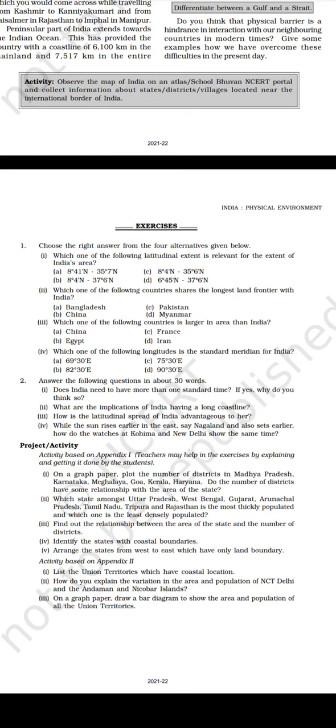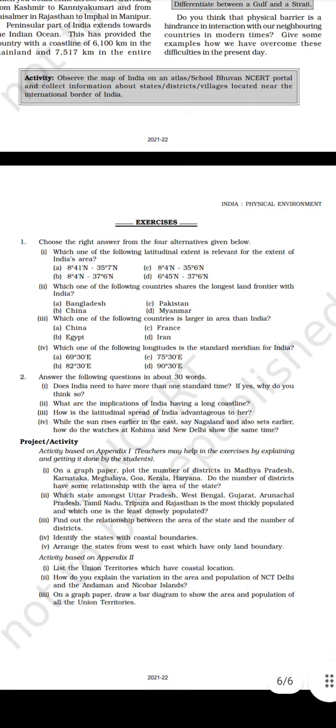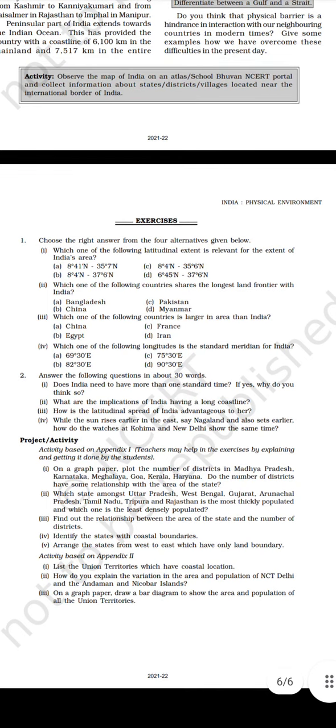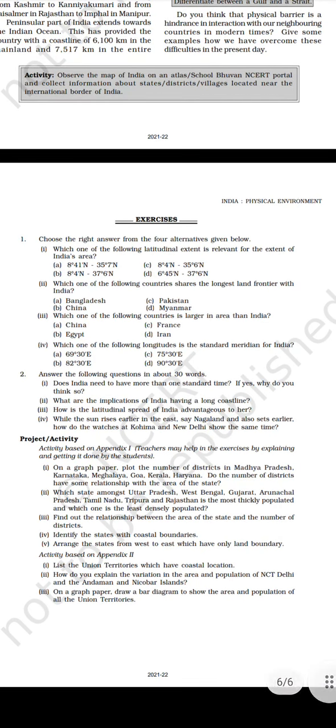Which one of the following countries shares the longest land frontier with India? Bangladesh, Pakistan, China, Myanmar. Which one of the following countries is larger in area than India? China, France, Egypt, Iran. Which one of the following longitudes is the standard meridian for India? 69 degrees 30 east, 75 degrees 30 east, 82 degrees 30 east, 90 degrees 30 east.